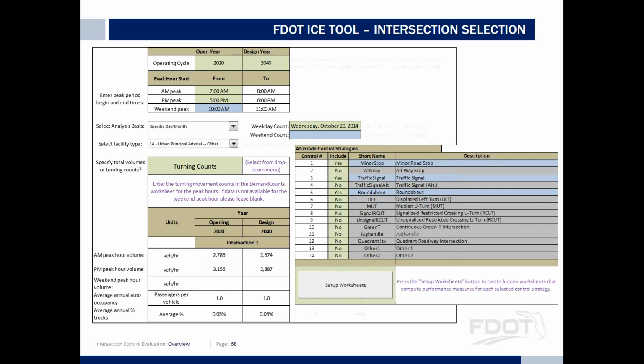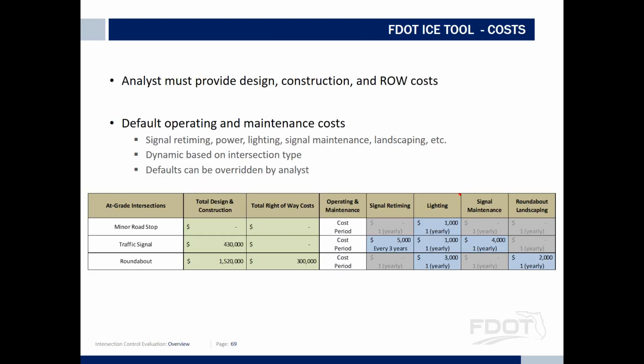And then here's your alternatives and control types that are set up to work in the worksheet, and it would compute everything for you for all the alternatives that you would move forward. You could include or not include the different types of intersections. The design, construction, and right-of-way costs are areas for input. So the practitioner must come up with those.